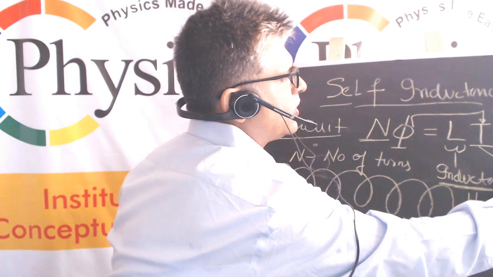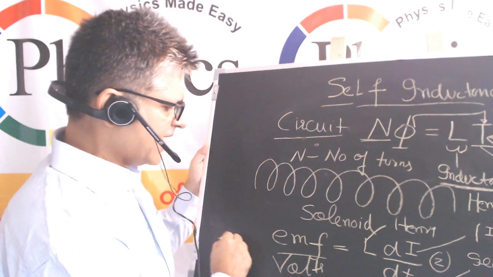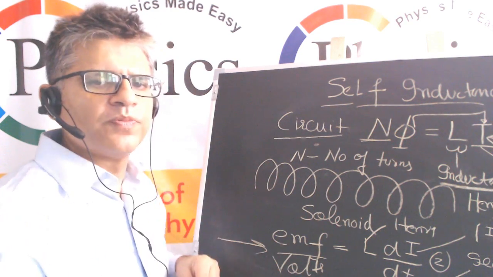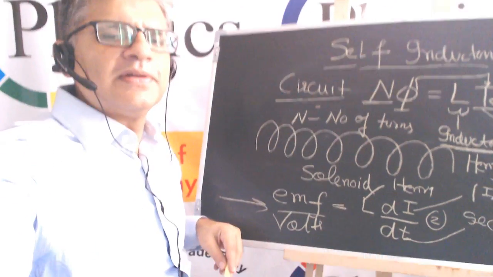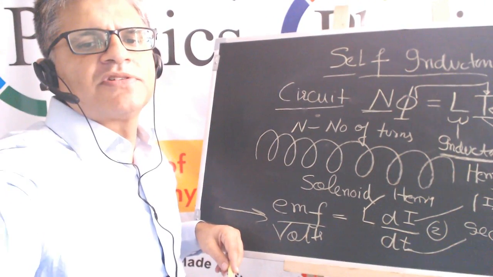So you need to understand concept number one and the second important mathematical representation, which is EMF is equal to L di by dt. Both are very, very important for your entrance exam and school exam.